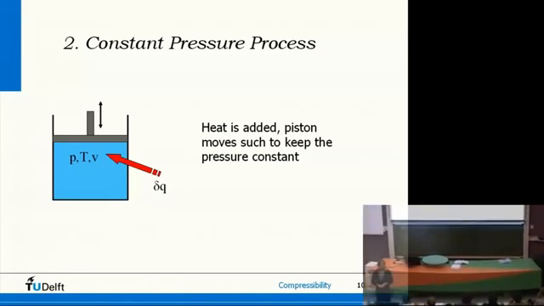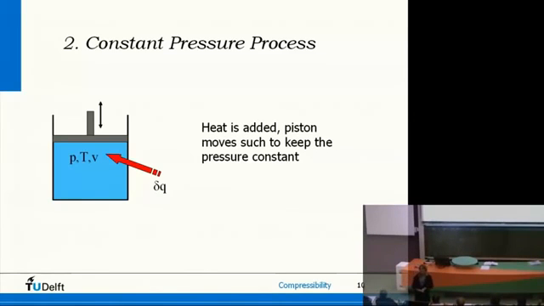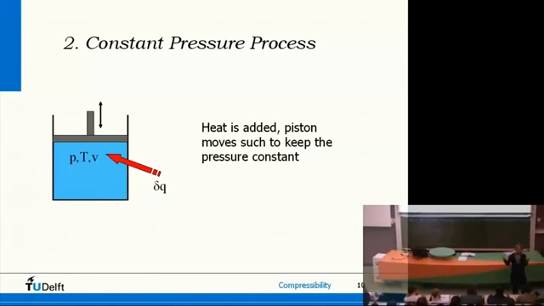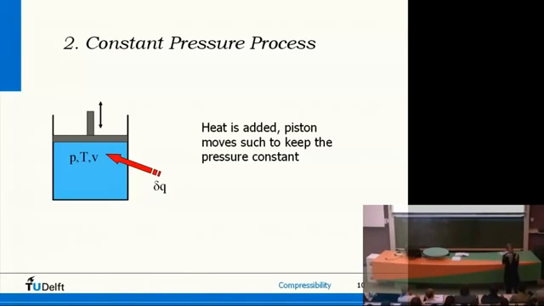Process type 2 is a constant pressure process. In this case, I again add or subtract heat from my system, but now I make sure that the pressure of my system internally is kept constant. How do I do that? A frictionless piston, yeah, a piston. I change the volume. So having, for example, three walls and a piston, which moves such that the pressure is constant. So no pressure changes.